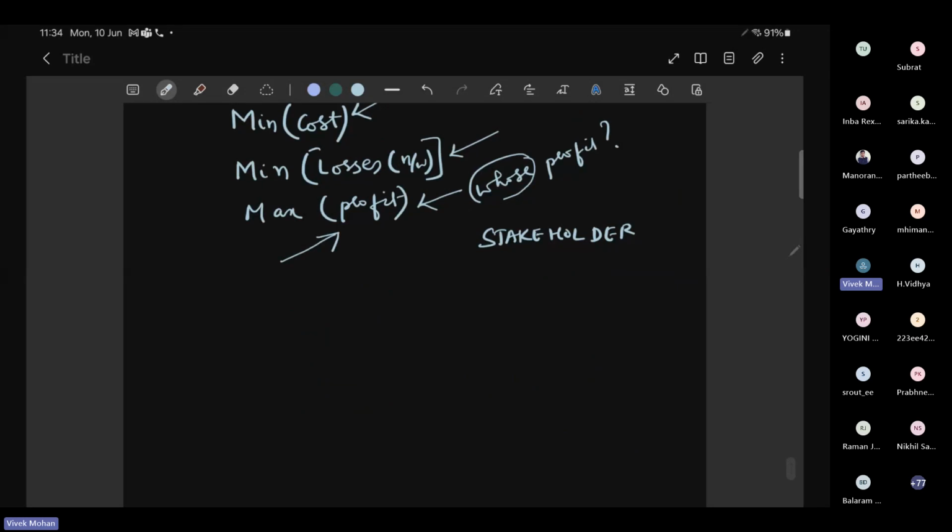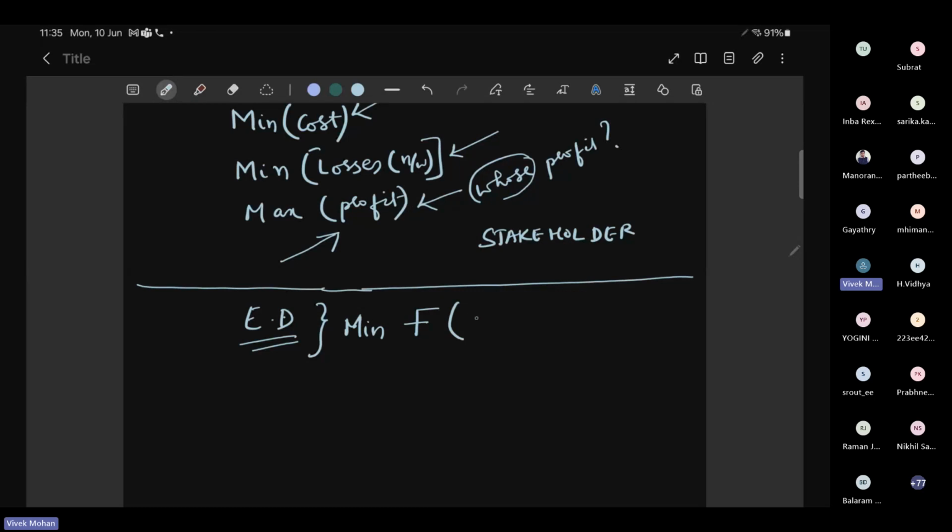For this optimization to be executed properly, we need a basic understanding of the basic economic dispatch problem, which you have studied in your power system course. What is an economic dispatch problem? Normally, what we do is minimize the cost function. If we have four generating units and the output from each of those units is P1, P2, P3, P4, then we try to minimize F of P1, P2, P3, P4, which is the cost.